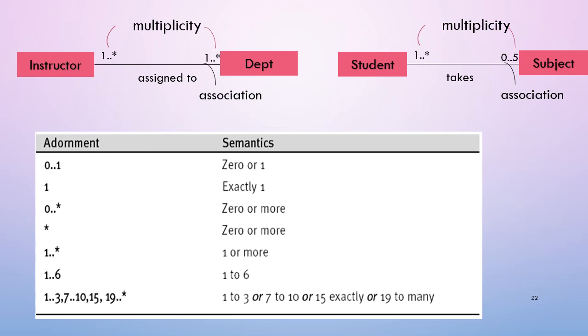Like this we can add the adornment as 1 dot dot 3, 7 dot dot 10, 15, 19 dot dot star. Its meaning is 1 to 3, or 7 to 10, or exactly 15, or 19 to many. Like this, such adornments can be added on an association as a multiplicity factor.